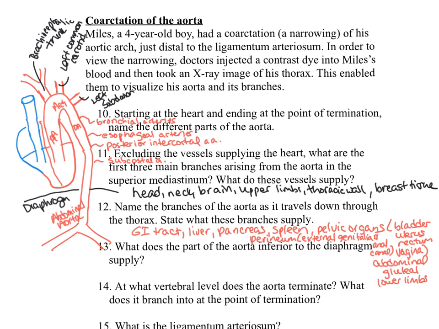Number 14. At what vertebral level does the aorta terminate? What does it branch into at the point of termination? So the aorta terminates at around the level of L4, and then it branches into the left and right common iliac arteries.